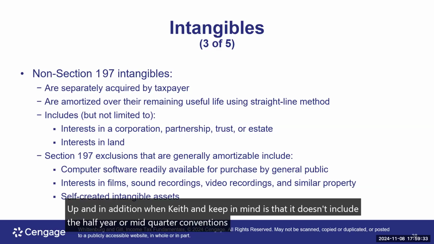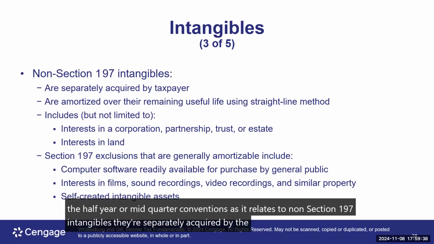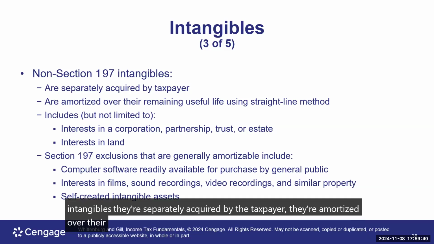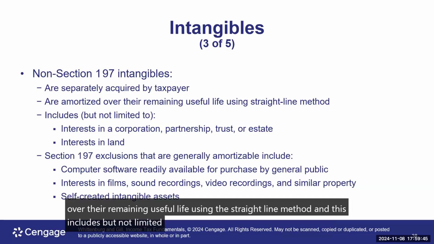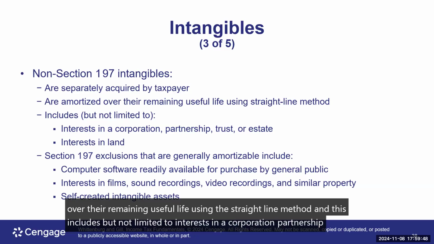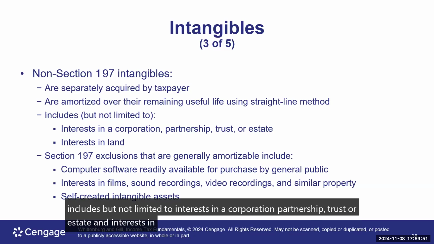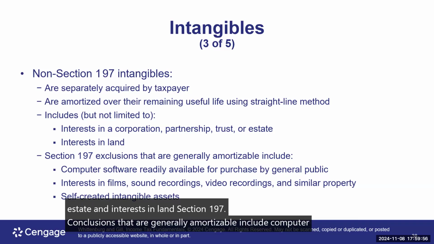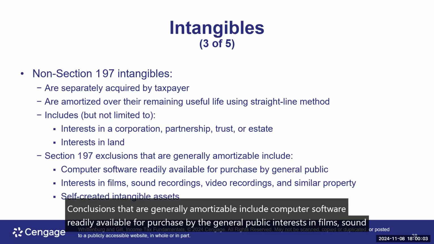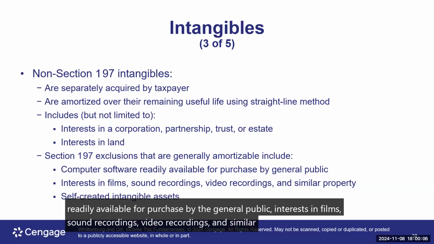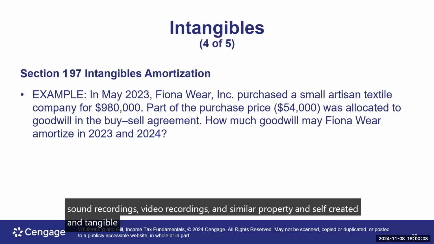As it relates to non-Section 197 intangibles, they're separately acquired by the taxpayer. They're amortized over their remaining useful life using the straight-line method, and this includes, but is not limited to, interests in a corporation, partnership, trust, or estate, and interests in land. Section 197 exclusions that are generally amortizable include computer software readily available for purchase by the general public, interests in films, sound recordings, video recordings, and similar property, and self-created intangible assets. So here we have an example.